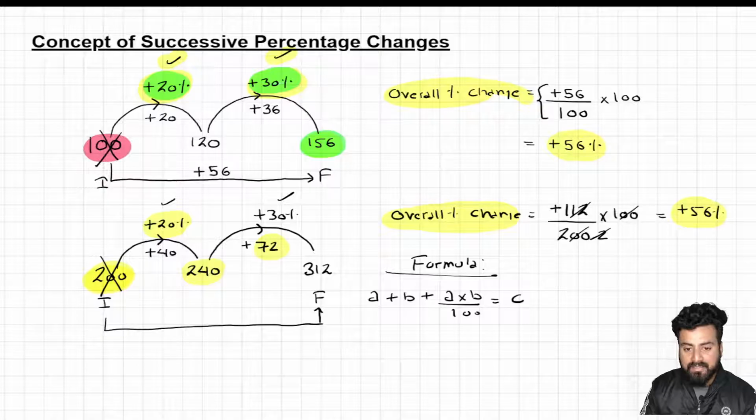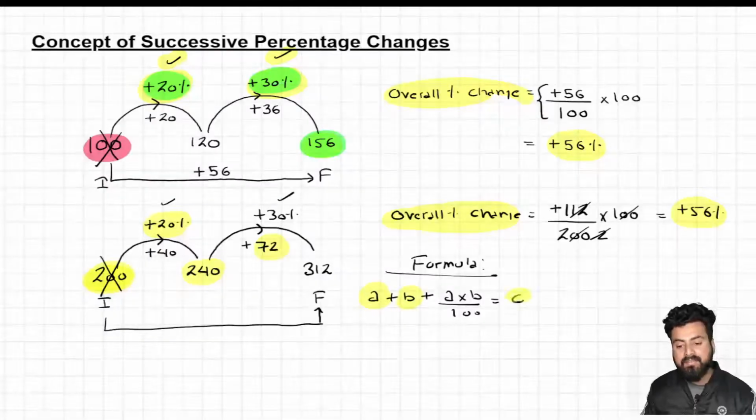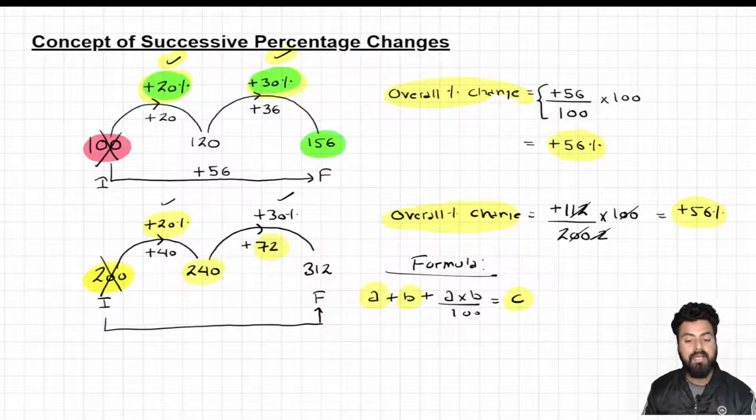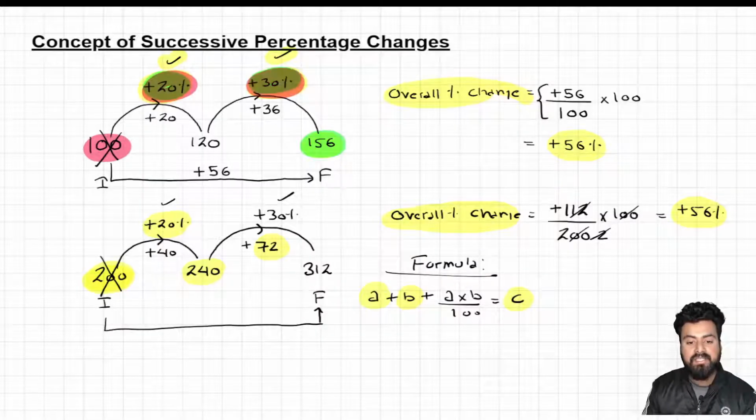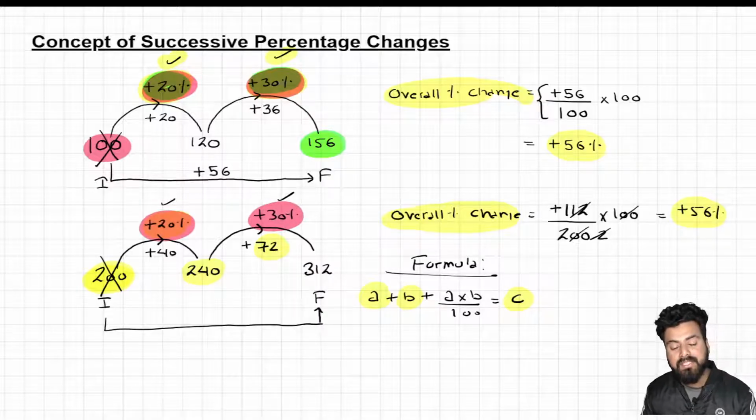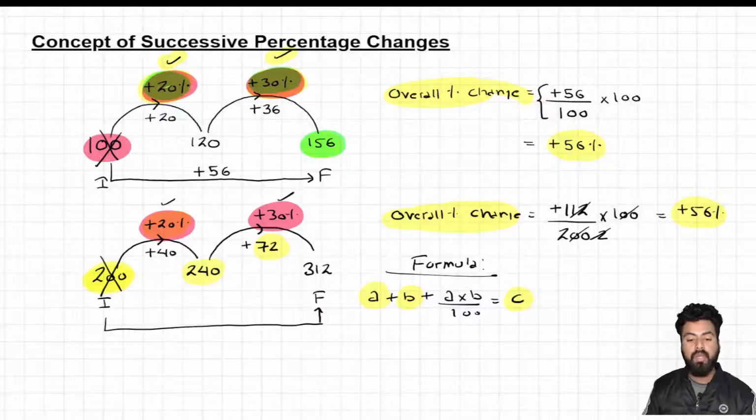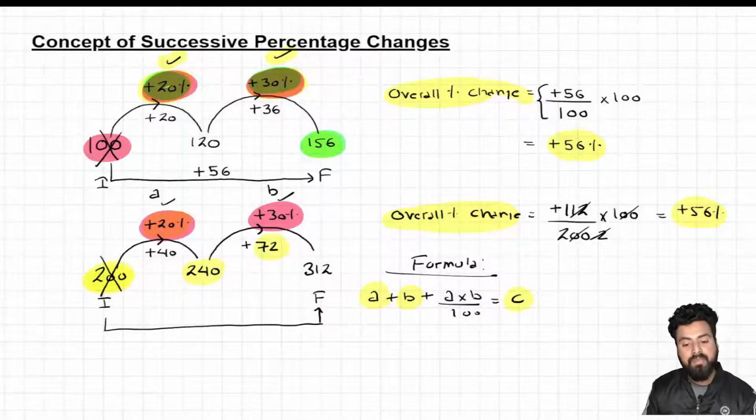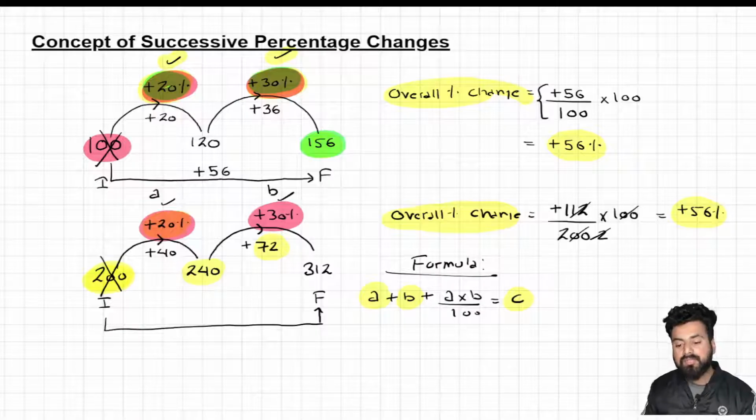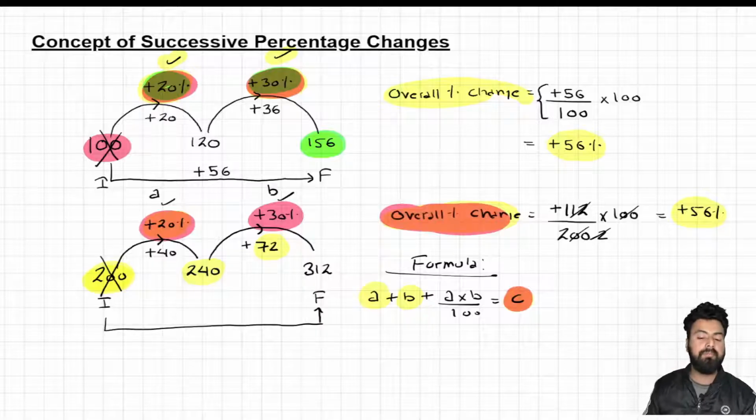So first, let's understand what A, B and C are in the formula. In this formula, A and B are the values of successive percentage change operations. If I ask you what A and B are in this setup, you would say, sir, the value of A is plus 20% and the value of B is plus 30. Clear? And then what is C in the formula? You would say, sir, C gives us the answer of overall change in terms of percentage.